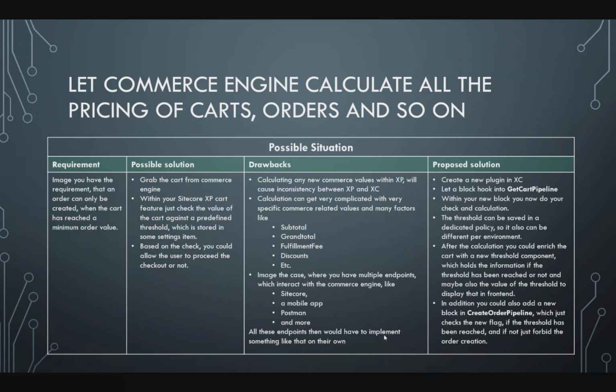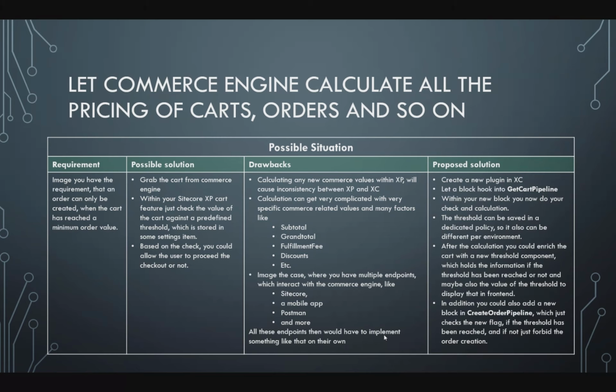And second of all, imagine you have different endpoints which should communicate with Sitecore, which should communicate with that commerce engine, like not only Sitecore but also a mobile app, Postman, and various other endpoints. And then let's assume that the mobile app directly calls the engine. It would not know about these implementations made in that very specific cart feature. Of course, you could also make some kind of foundation implementation, so every call which runs through Sitecore can handle that. But for example, Postman would never know about these implementations.